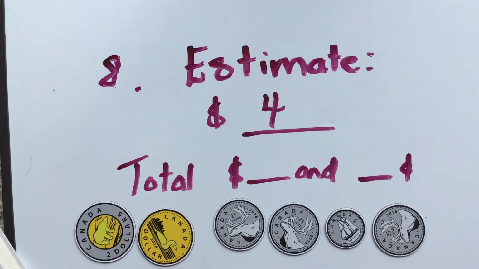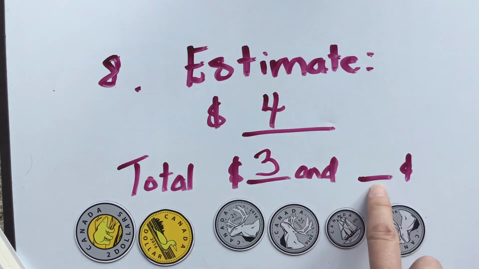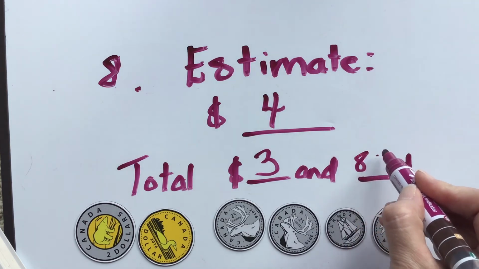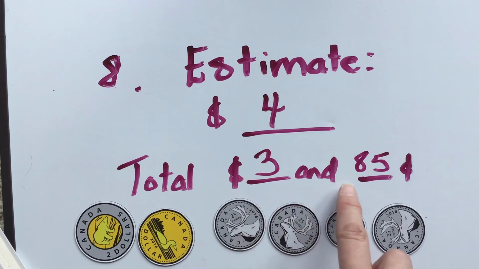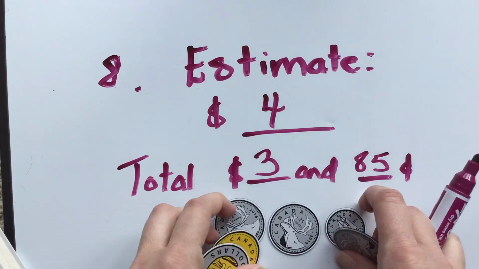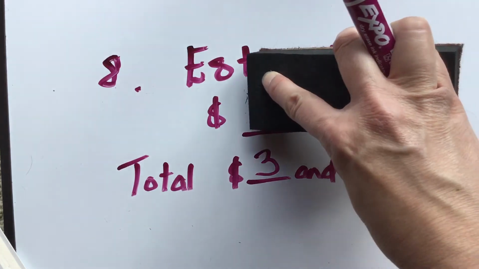Now I'm going to find my exact total. So I'm going to count 2, 3. I have $3. And how many cents do I have? 25, 50. I'm going to go to my highest coin, 75, 85. So my total is $3.85. That's the exact, okay? So for question number 8, you are going to be given a series of coins, and you will have to first do an estimate, and then you'll have to do your exact total.